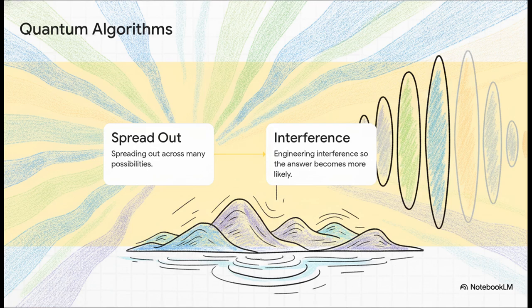Think of it like acoustic engineering in a room full of echoes. If the room is designed just right, the sound waves from some directions get louder. They reinforce each other, while sound from other directions cancel out and completely disappears. Quantum algorithms do exactly this, but they shape the probability landscape. They create ripples where the useful paths strengthen and the useless ones simply cancel out. It's not just more probability. It is probability with design.